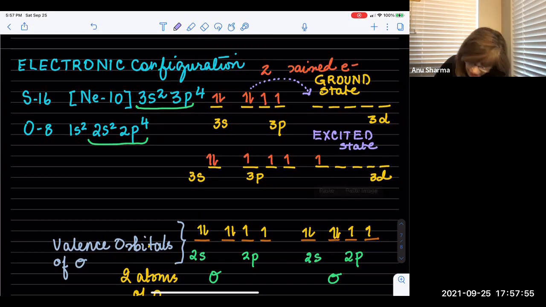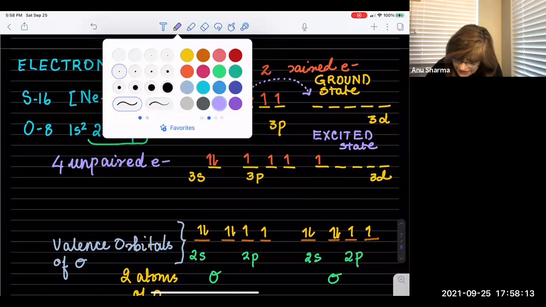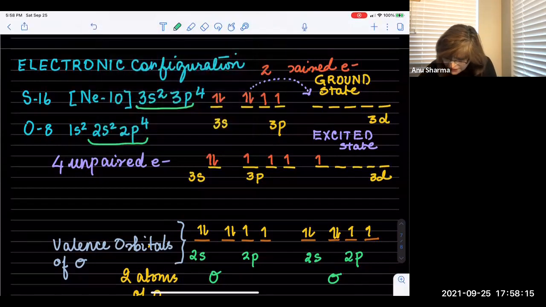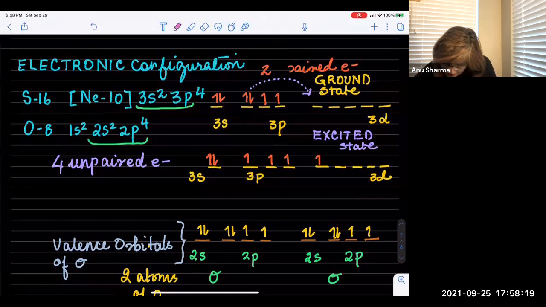And so now there are four unpaired electrons: three from 3P and one in 3D. And there are two oxygens, so there are four unpaired electrons in two oxygens, like two in each. What's going to happen? We will see that these two will overlap.